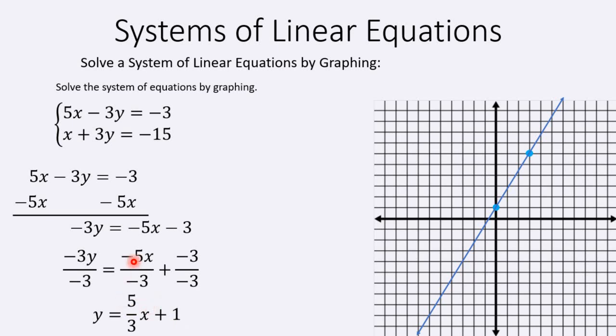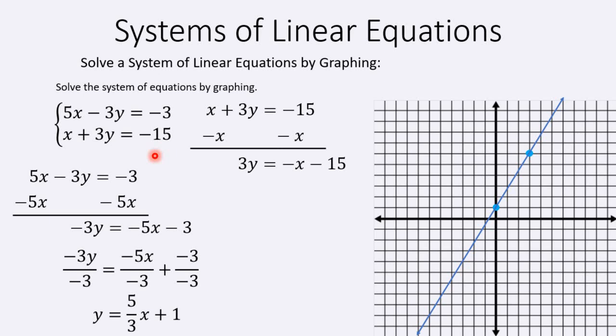Now I'm going to graph the second line by putting it in slope-intercept form. And so here it is. I'm going to solve it for y by subtracting x from both sides. I get 3y equals -x minus 15. Then I divide everything by 3. I'll get y is equal to -1/3 x minus 5. So for this one, if x is 0, I'll get 0, -5 for the y-intercept. So the ordered pair for the y-intercept is 0, -5.